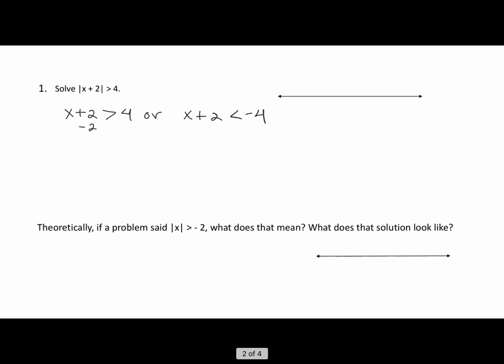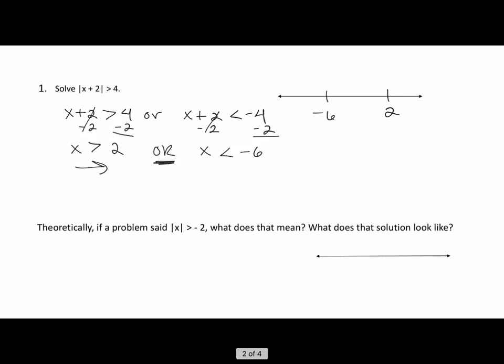So let's go ahead and solve these by just subtracting 2 from both sides of the inequality statement. Then we have x is greater than 2, and x is less than negative 6. So this or that is our solution. So we have a negative 6 and a 2.